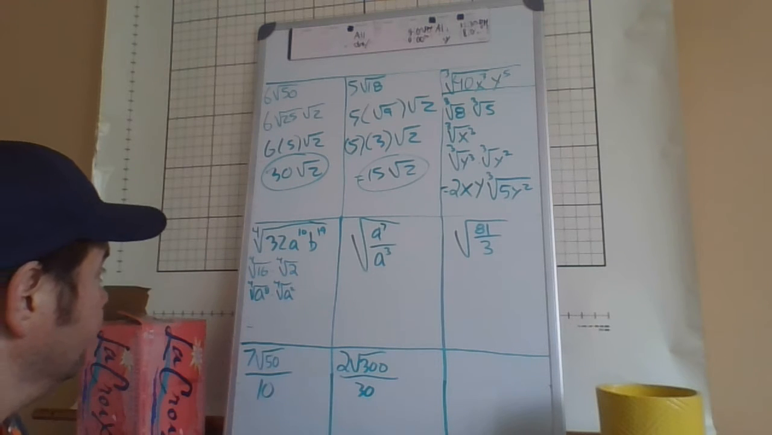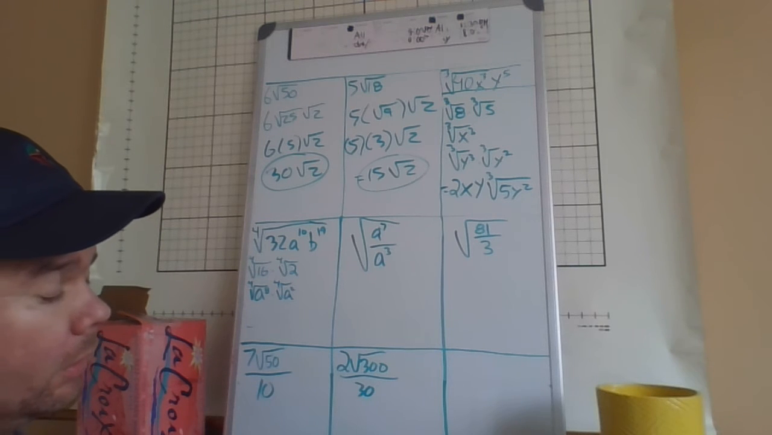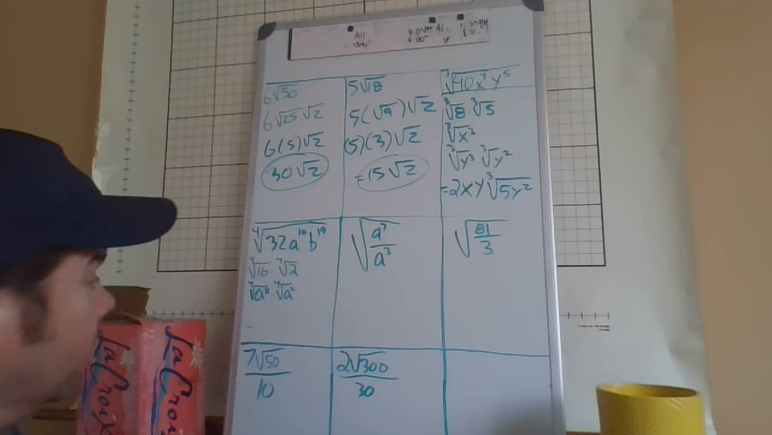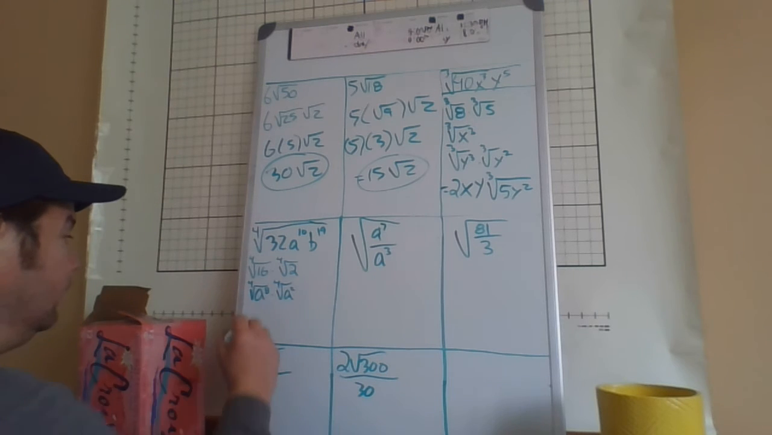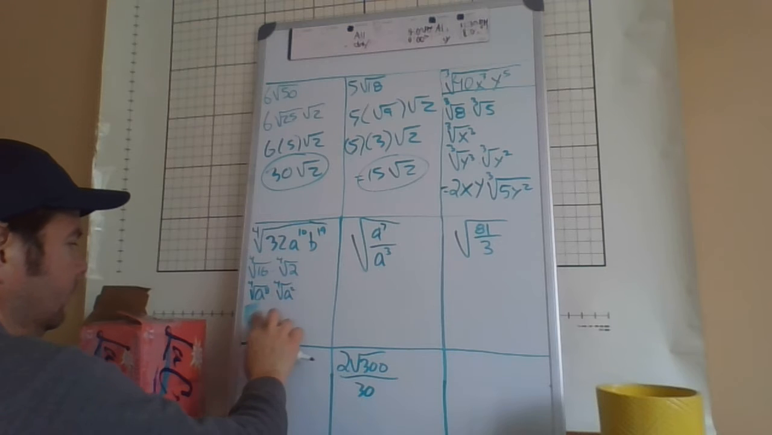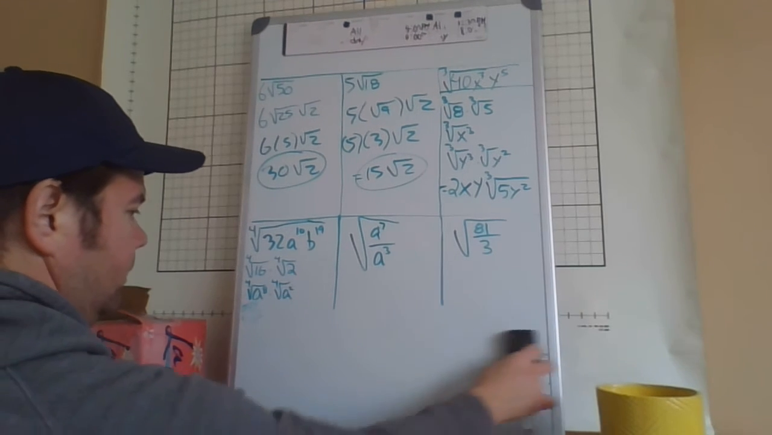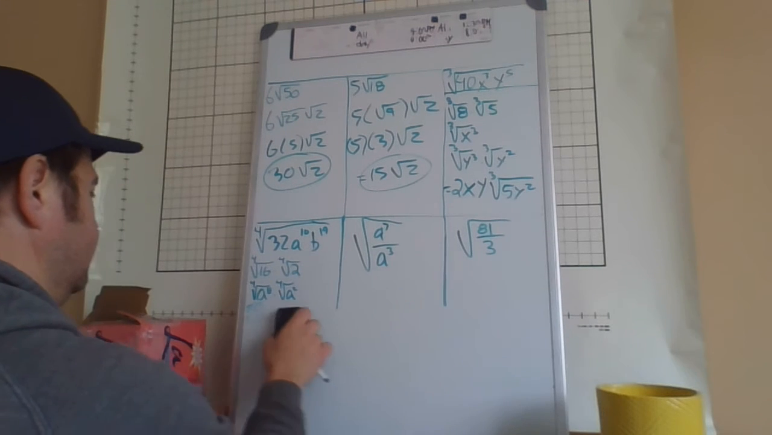And then for b to the 19th, multiples of 16. I could take out b to the 16th. Wait a second here. This is going to have to go for a second.